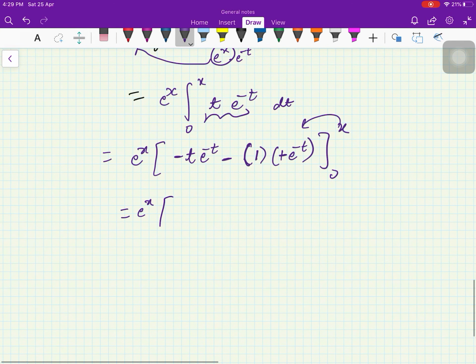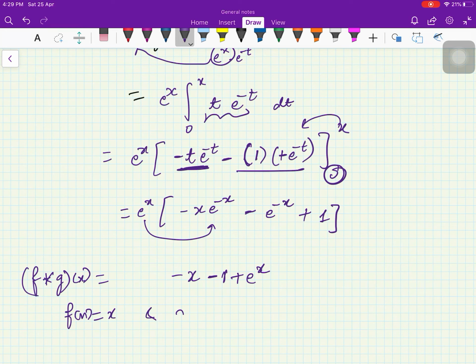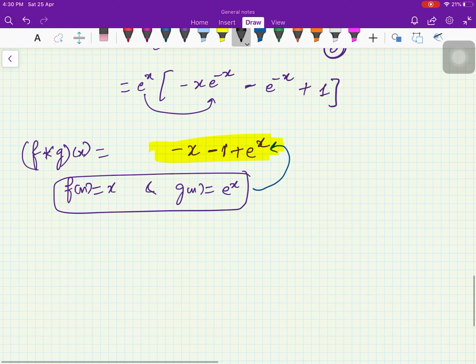Now you put the limits. When you put t equal to x, you will get e raised to power x times minus x e raised to power minus x minus e raised to power minus x. When you put 0, this term will be 0 and this term will be plus 1, right? When you multiply, you get minus x minus 1 plus e raised to power x. So you had two functions, f of x equal to x and g of x equal to e raised to power x, and when you convolve these two functions, you get a new function, e raised to power x minus x minus 1, right? This is a way to get a new function, and this is how it is defined.